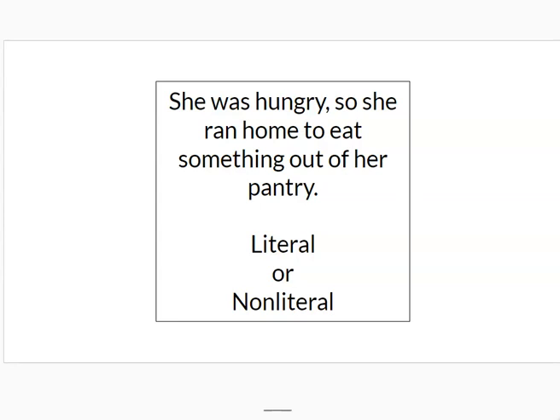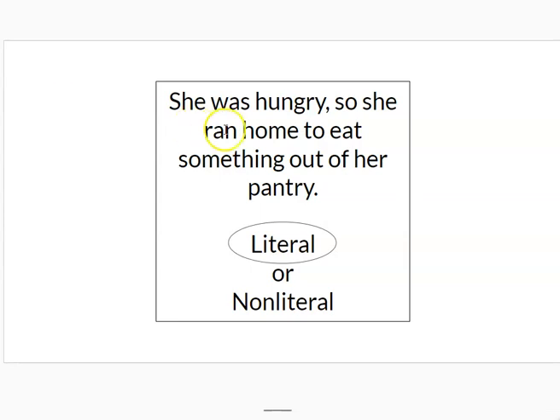She was hungry, so she ran home to eat something out of her pantry. Is that literal? Could every single one of those things really truly happen? Or is that non-literal? We're just using the words in a descriptive way. Pause the video and use your clues. She was hungry, so she ran home to eat something out of her pantry.